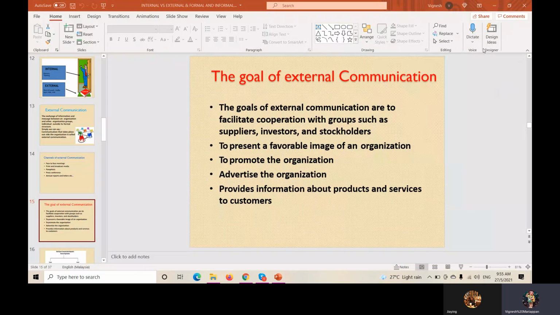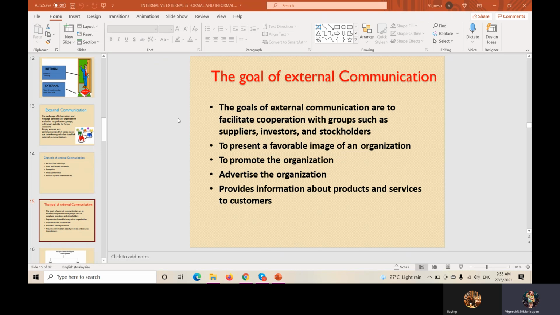Okay, so the goals of external communication are to facilitate cooperation with groups such as suppliers, investors, and stockholders, to present a favorable image of an organization, to promote and advertise the organization, and to provide information about products and services to customers.